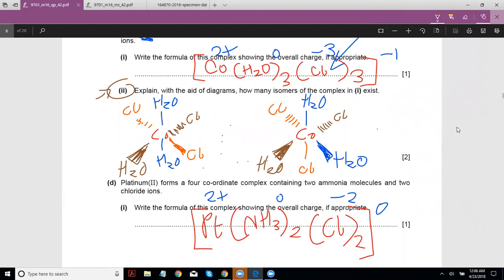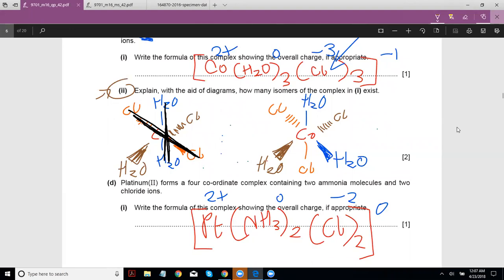So in the first isomer, we have the H2O being opposite each other over here, the black line that I've drawn, and the Cls being opposite each other. This is basically a trans isomer, right? Because they have them being opposite. Here, that's one of your isomers.